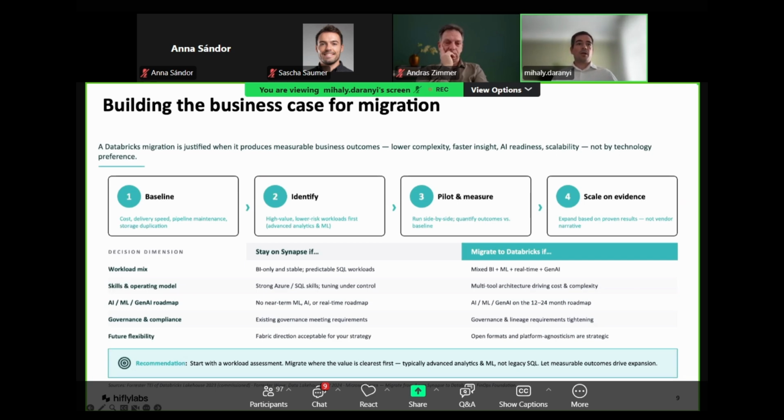The governance and compliance: if the existing governance meets the requirements, then you should stay. But if you need new governance and lineage requirements, then you should move to Databricks. And also the future flexibility.